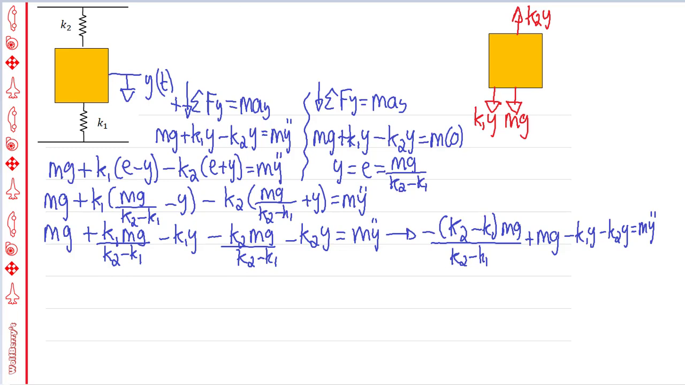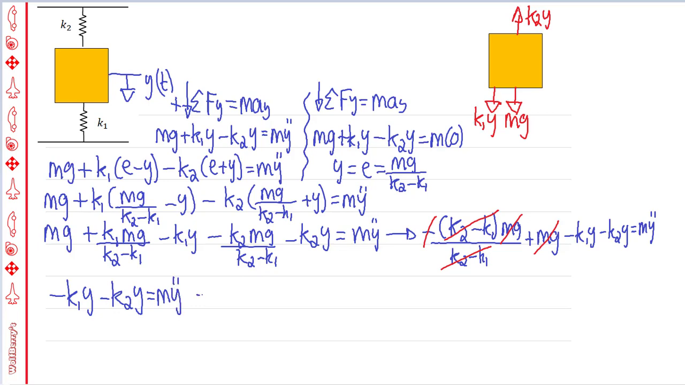So all we've done is combine these two fractions together to make one fraction. Now the reason we did that is because you can clearly see that the k2 minus k1 cancels with that. Then we will be left with minus mg plus mg. So they will also cancel. Minus mg plus mg, and all you're left with is the remaining terms. So let's bring them together on the left side of the page. So we have minus k1y minus k2y equals m y double dot.